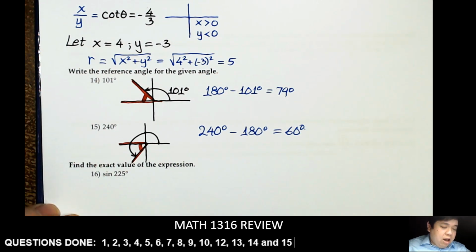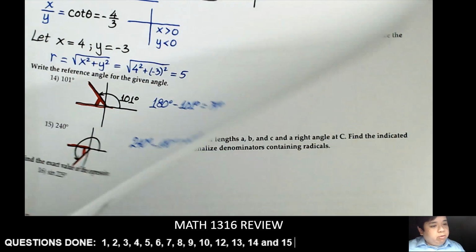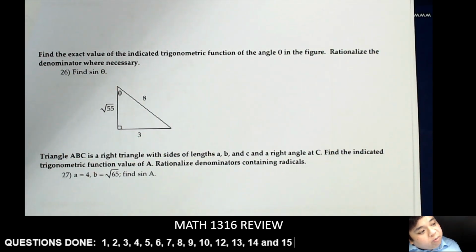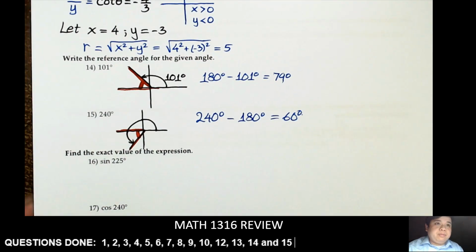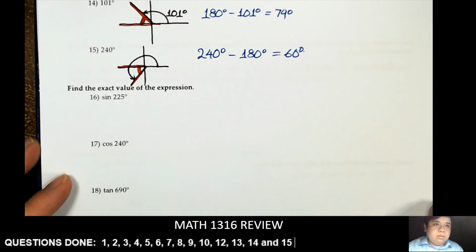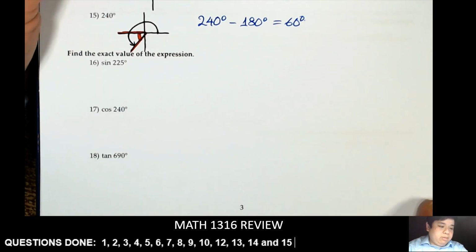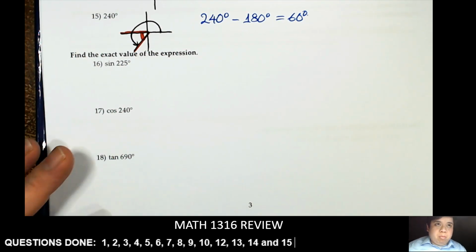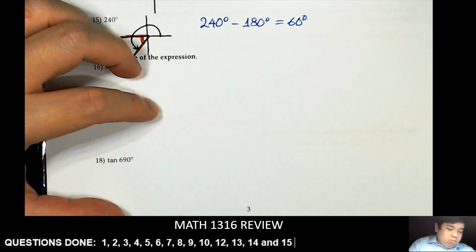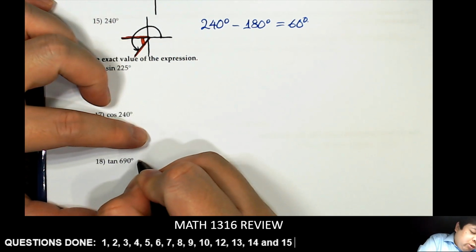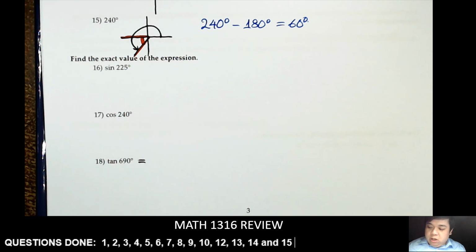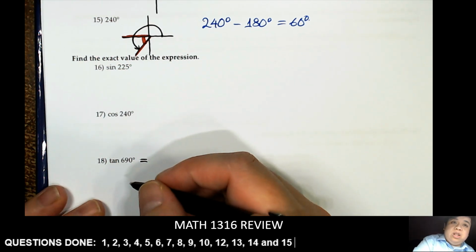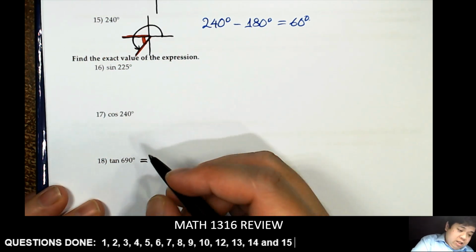Next, we find the exact values of these trig function values. We're not going to find everything. I'll just do one of them. So first, when we have an angle that is outside of 0 to 360, we can always use a coterminal angle. So we subtract 360 to bring it down to an angle that is between 0 and 360 degrees.